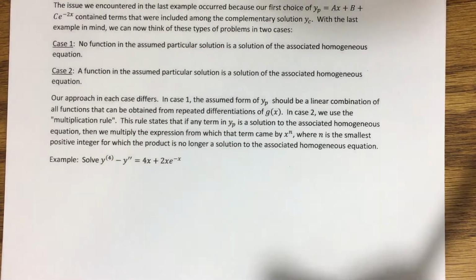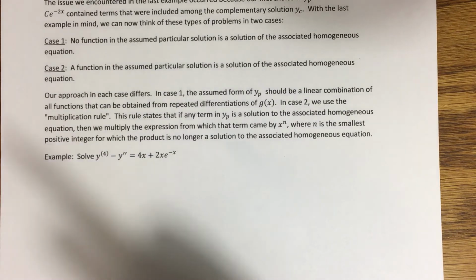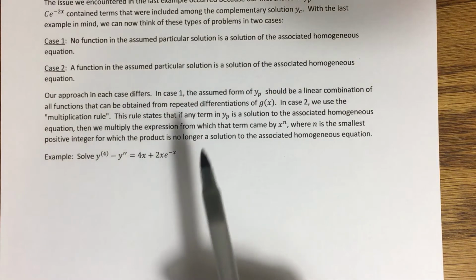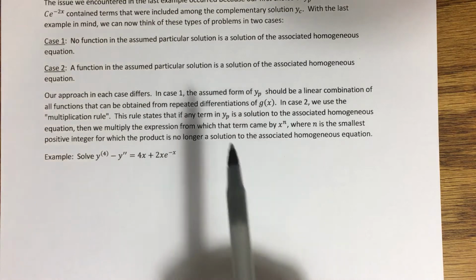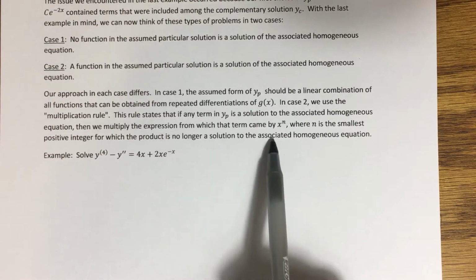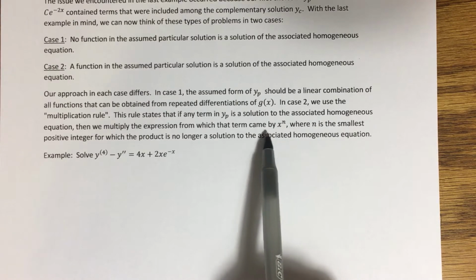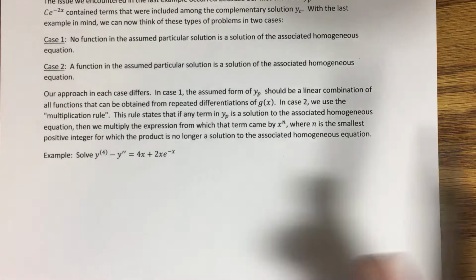It may happen in a different example that multiplying only by x doesn't do it. You may need to multiply by x squared or x cubed or some higher power of x. And so the multiplication rule says that you have to multiply that expression by x to the n, where n is the smallest positive integer which eliminates that overlap.